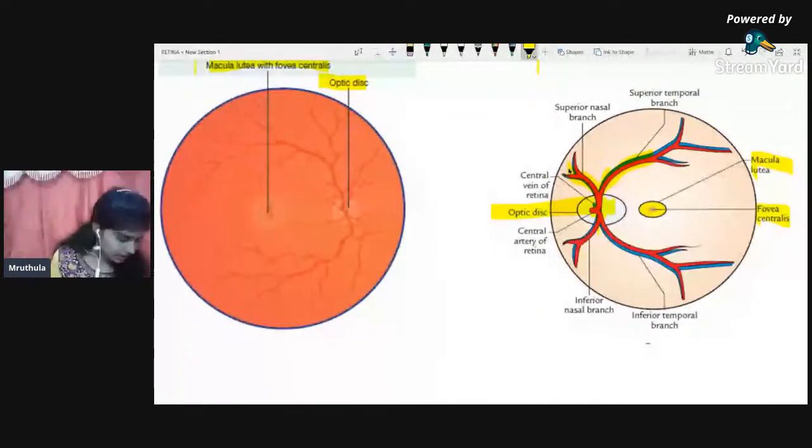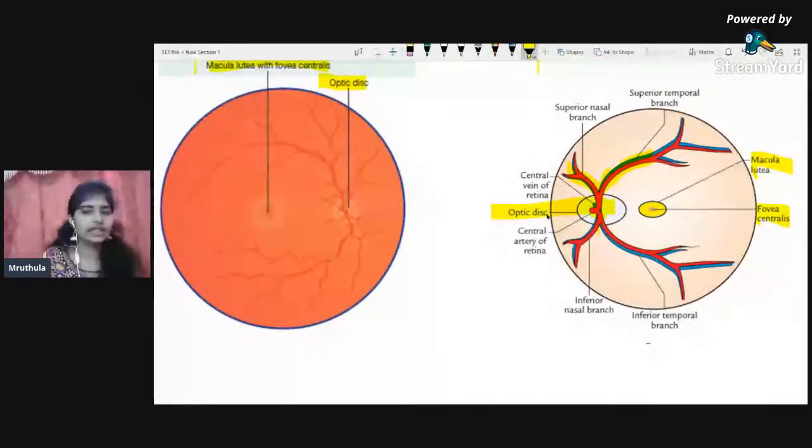Naresh is asking medial and lateral, right? Okay. So optic disc, macula lutea. You can see the picture, right? On the medial aspect, we have the optic disc, okay? And on the lateral aspect, we have the macula lutea with fovea centralis, okay? Medial aspect, we have optic disc. That's a good question. You need to keep in mind. Medial aspect, we have the optic disc.